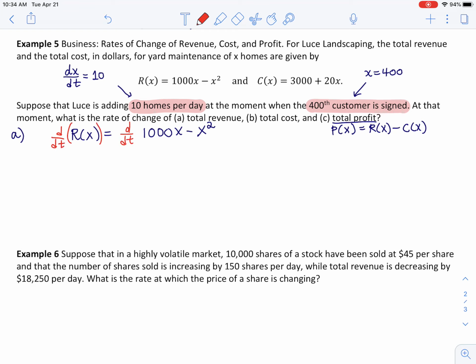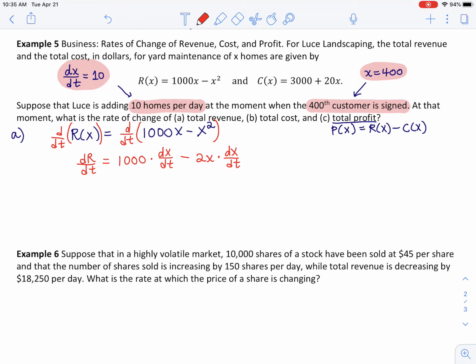Now, let's take the derivative of both sides with respect to time, okay? So, d/dt of both sides. You know what? I'm going to go ahead and just rewrite the left side as well, dR/dt. That's what it is. dR/dt is equal to, now let's take implicit differentiation on the right side. So what's that going to be? We're going to have 1,000 times dx/dt minus 2x times dx/dt, right?